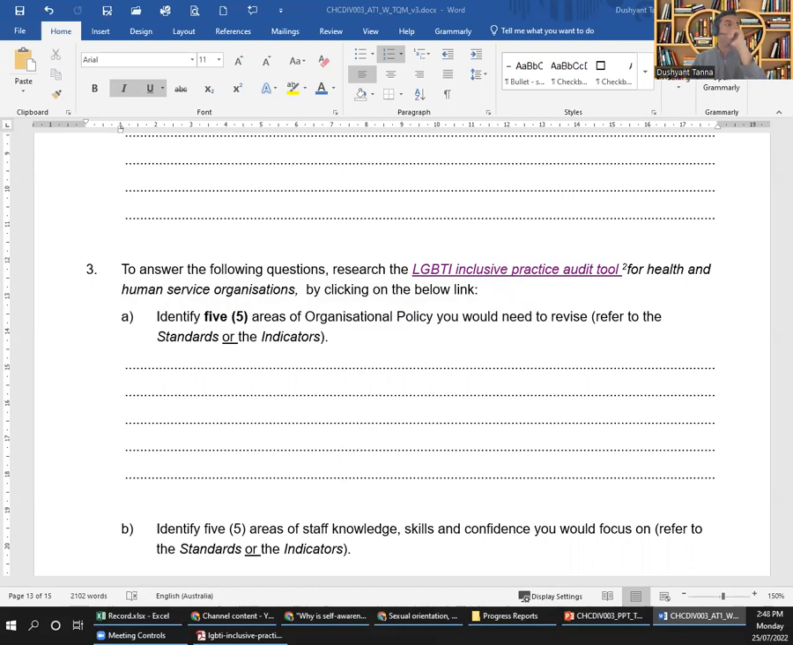Identify five areas of organization policy that you would need to revise. What are the five policies you would need to revise? You can refer to the standards or indicators from here. Not necessarily that you have to answer it now, but you can talk about any specific resources, any staff position addressing any concern, any discriminatory policy, any confidentiality policy, any privacy policy, with any reference to sexual orientation that needs to be revised. Keep the documents very accessible. Any prompt action, if required, do it, don't leave it behind. Don't wait for it to improve. HR policy and procedure for the same-sex partner.